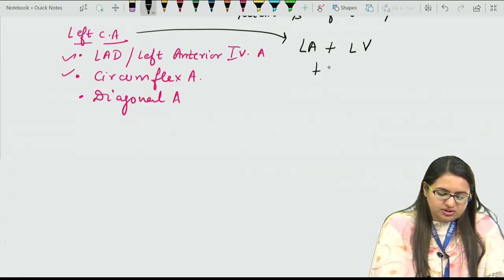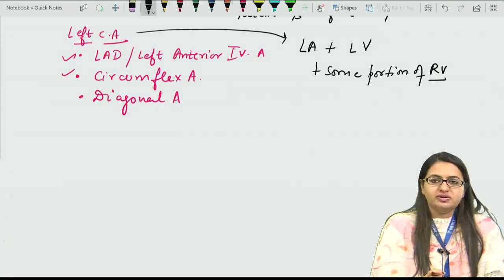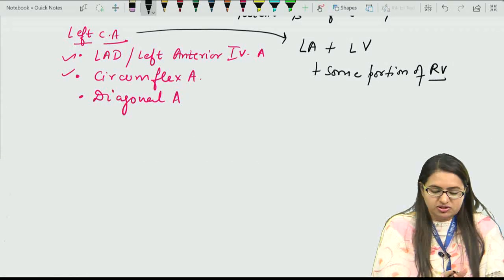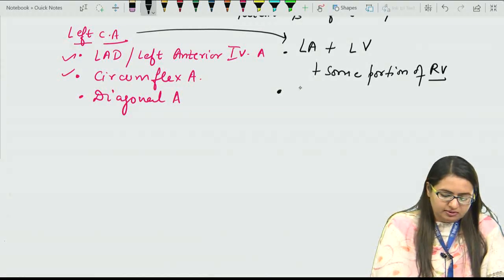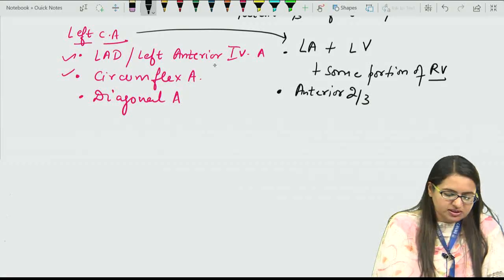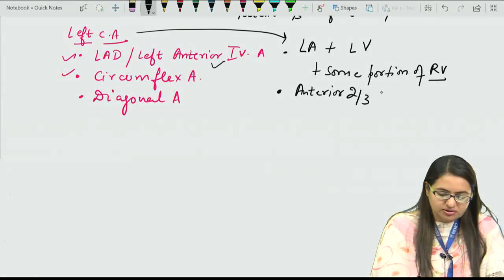Then apart from this, some portion of the right ventricle is supplied. The portion of the right ventricle which is just adjacent to the interventricular groove is supplied by it. Apart from this, it supplies the anterior 2/3 of the interventricular septum, which is supplied by the left anterior interventricular artery.